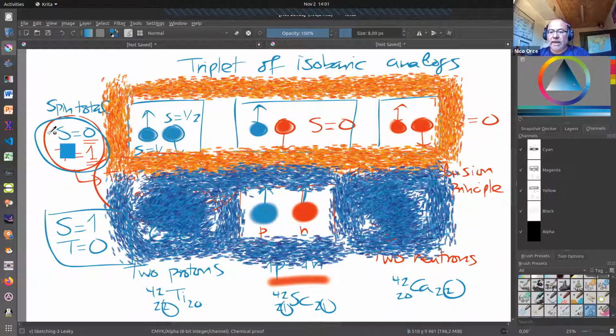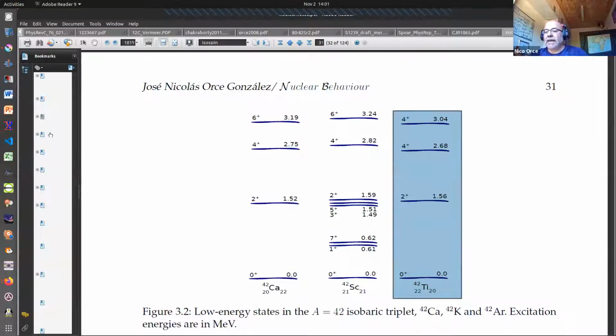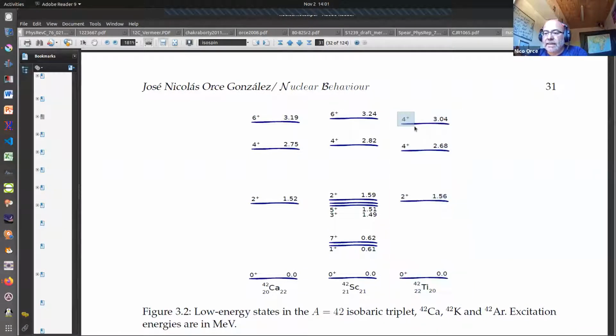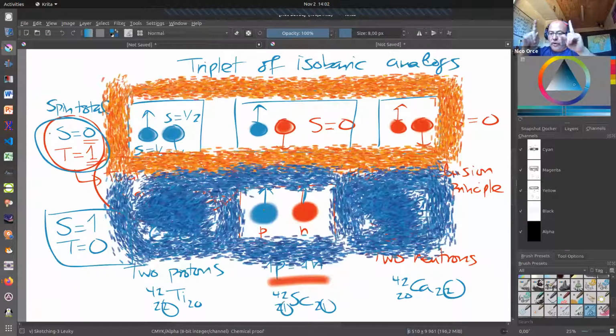These guys actually are beautifully represented in titanium 42. Again, this is a 6+. Here we have in calcium 42, and also we have the 6, 4, and 2 in scandium 42 plus the 0+, right? Whereas this guy is the only guy who has these 1+, 7+, 3+, 5+ excitations. And these excitations are characterized by having one proton and one neutron pointing up to total isospin 1, and T must be equal to 0 there, to fulfill the properties of an anti-symmetric wave function.